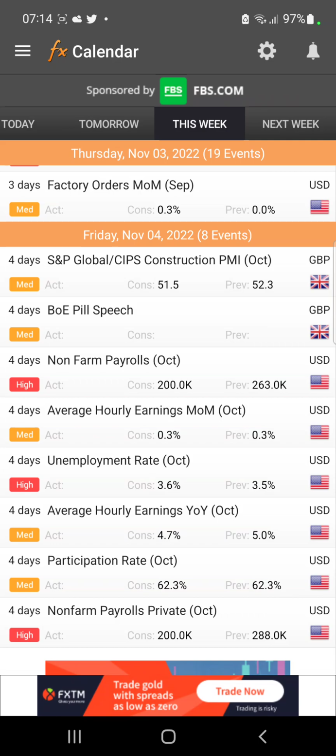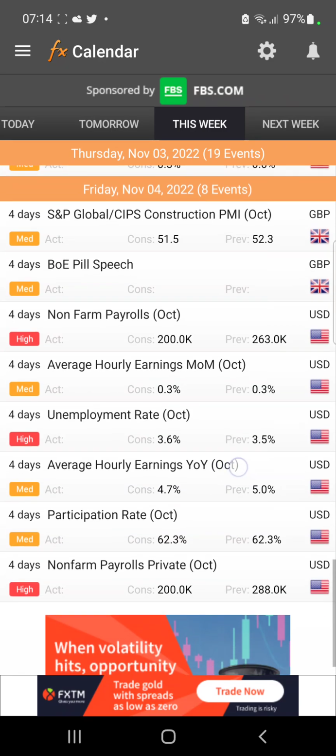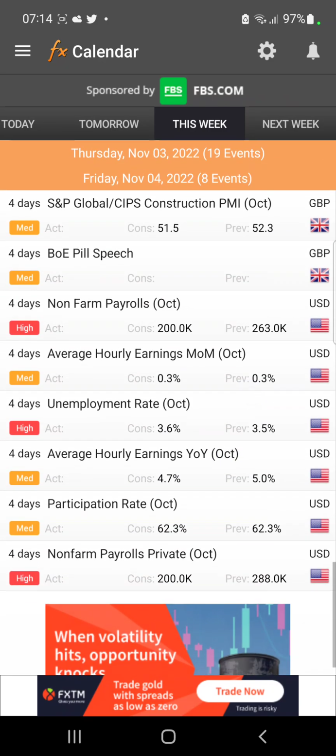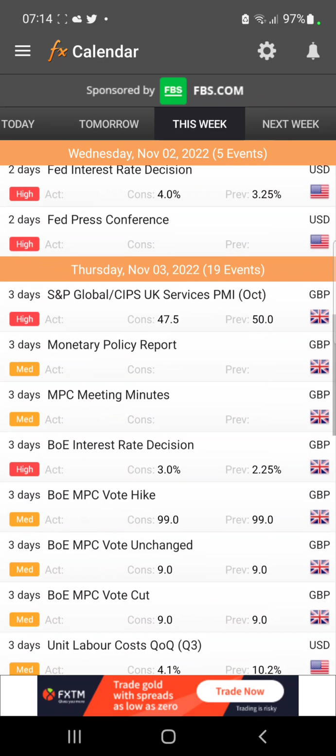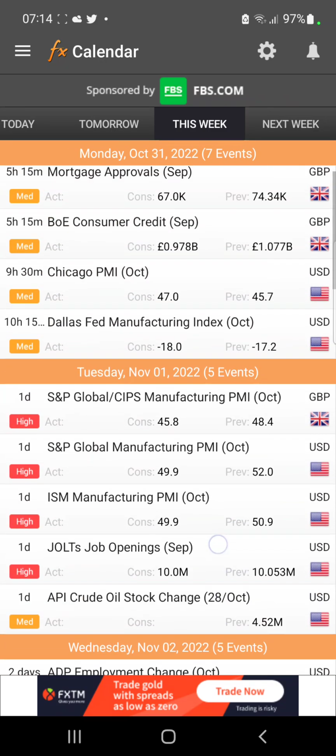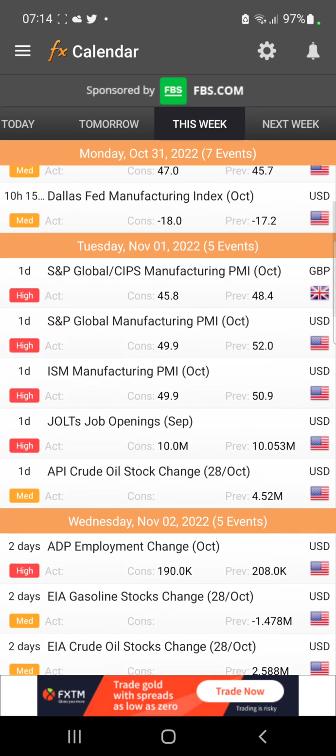NFP, we said this comes every first Friday of the month. Okay, that's why we have it this Friday, because the month is starting tomorrow. The first Friday is this one. So now we have NFP. It's basically the overall picture of the labor market in the US. So we need to watch out, this week has a lot of news.